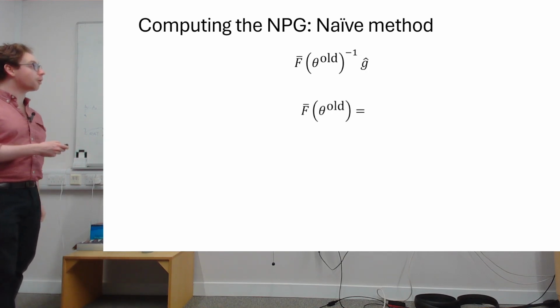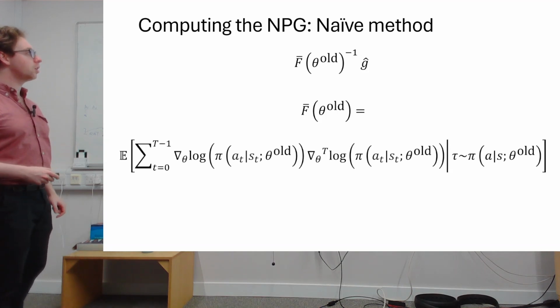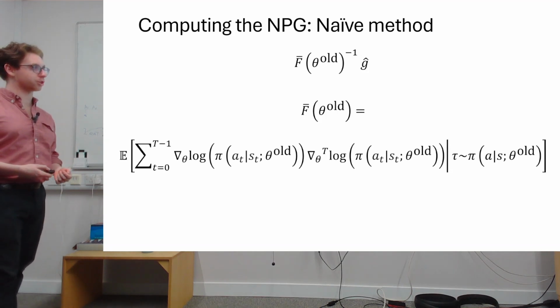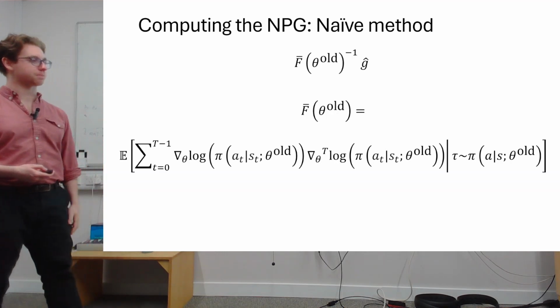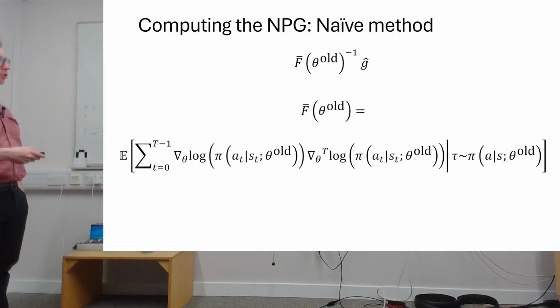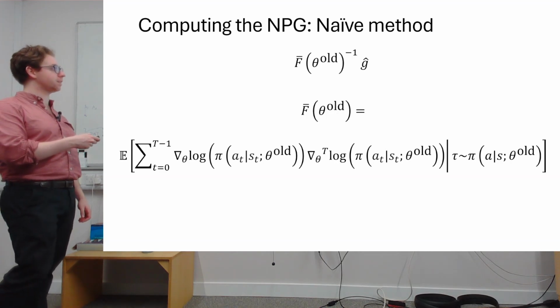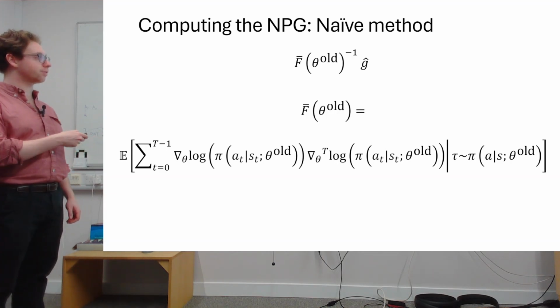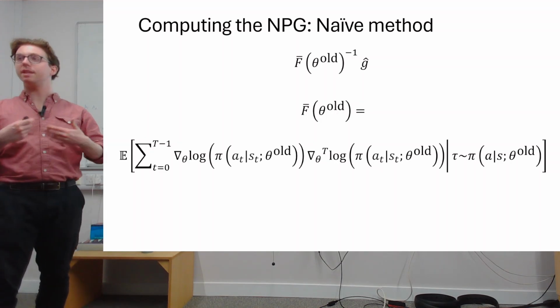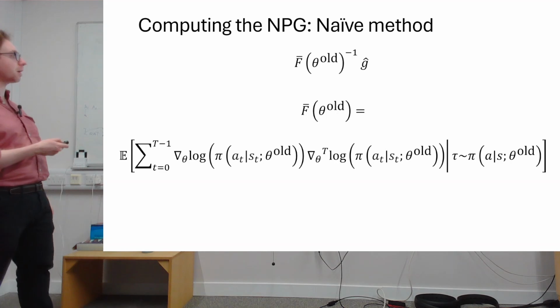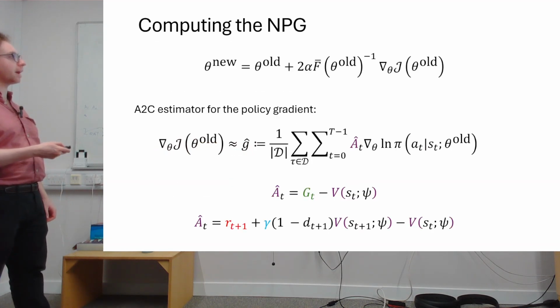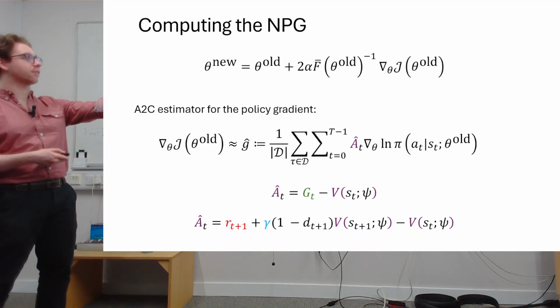So let's start with how I am going to compute F bar theta old. There's actually an alternative expression for the Fisher information matrix that goes like this: the expectation under rollouts according to my old policy of the outer product of the gradient of the log probability of each action given each state with itself. So this outer product here. Why is this a helpful expression? The reason is that if I go back to my A2C estimator, I'm already computing grad theta log pi, this grad theta log pi A given S.